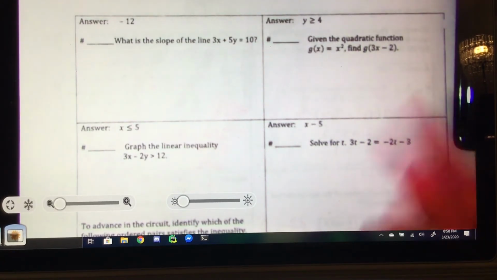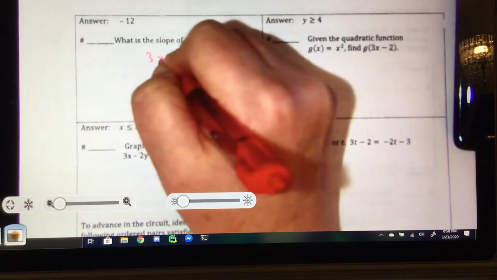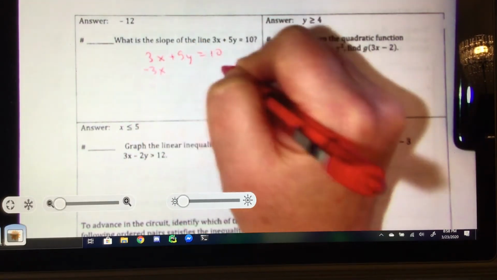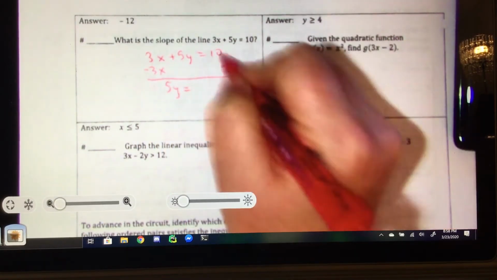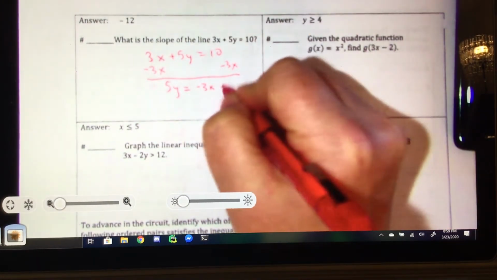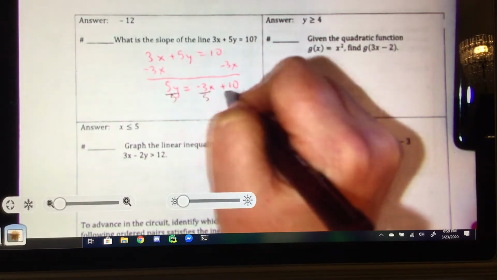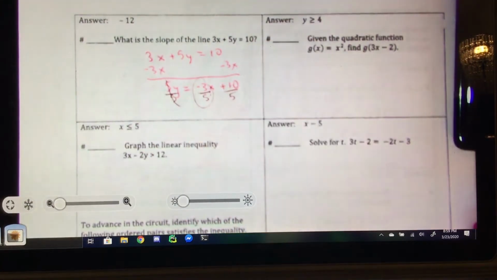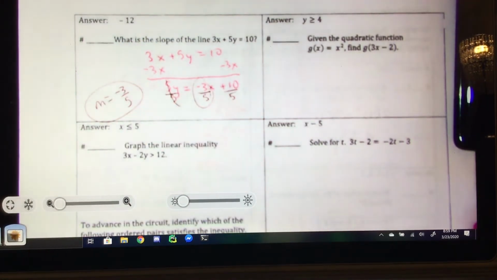Well, to solve this, you just have to get y by itself. So I would have 3x plus 5y equals 10. Subtract 3x from both sides. And I would have 5y equals, I like to put my number with the x first, negative 3x plus 10. And then I would just divide everything by 5. And those cancel. And right here is my slope. M equals negative 3 over 5. So that's the answer for the first one.